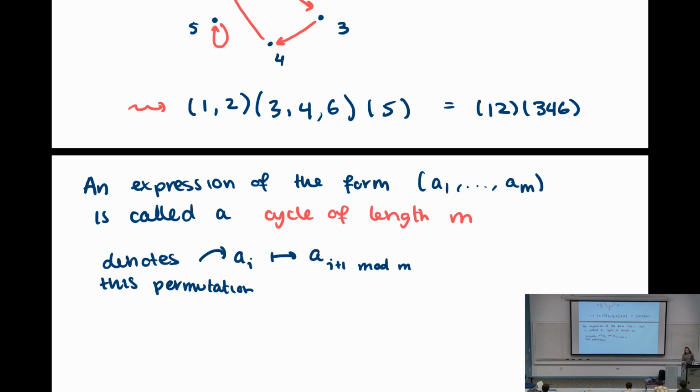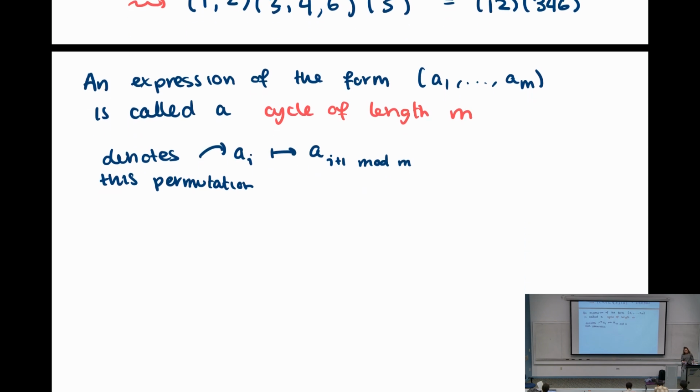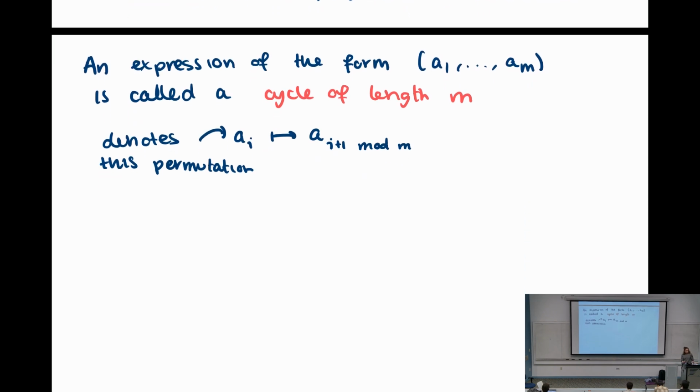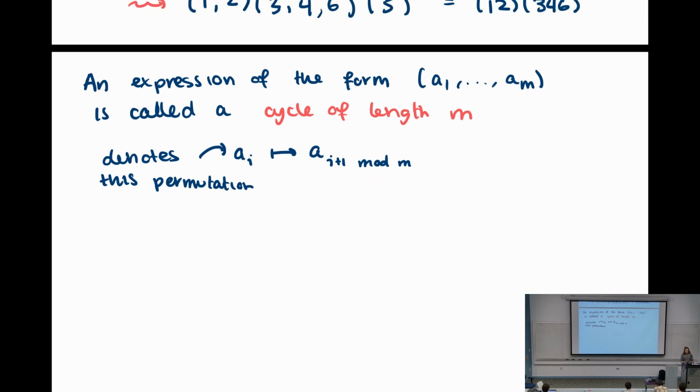Okay, so let's just get a little bit of practice with multiplying cycles because of course this is a group and our operation is function composition, so I should be able to write down two cycles and know how to multiply them. So let's look at the following example.